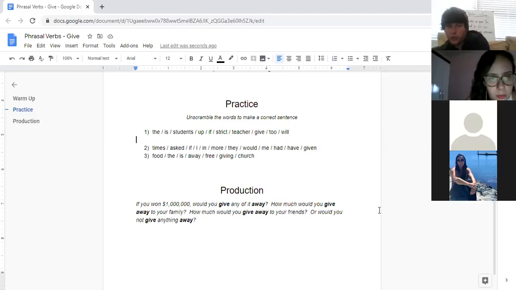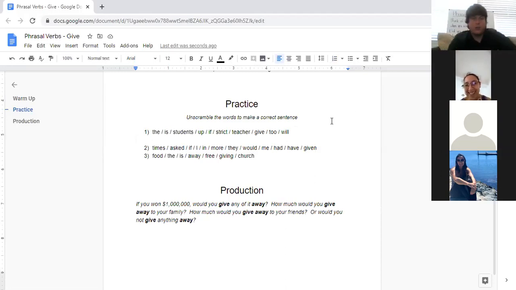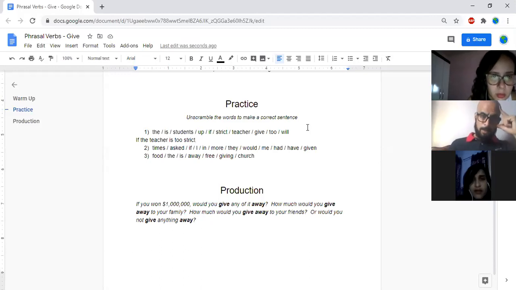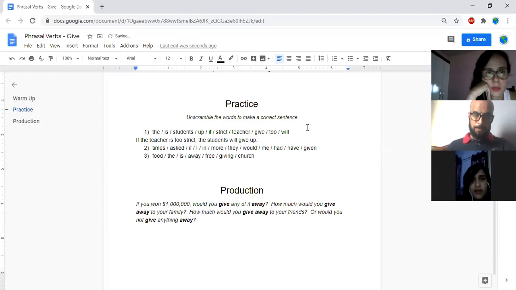What do you think the first word in the sentence could be? If the teacher. Oh, okay, good. We'll start there. If a teacher, okay. Good job, Spring. What is too strict? Okay, good. If the teacher is too strict, how about someone else? Good job, Spring. Does anybody else want to try to complete this sentence? You can just say it. Student. Will, okay. Will give up too. Give up. Yeah. Okay. Mohammed, can you read this sentence to me?